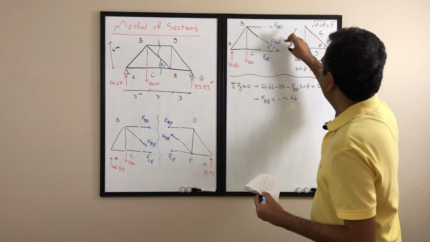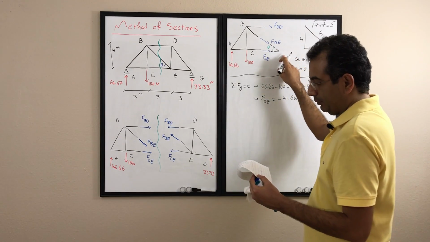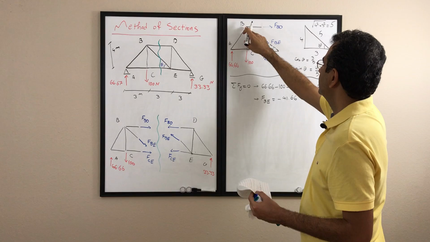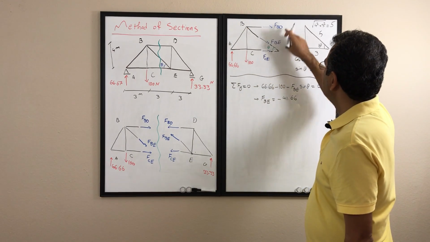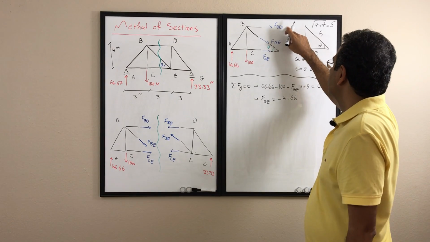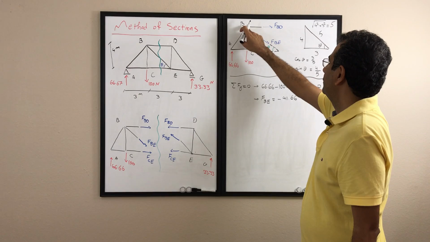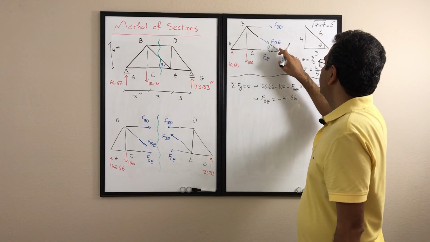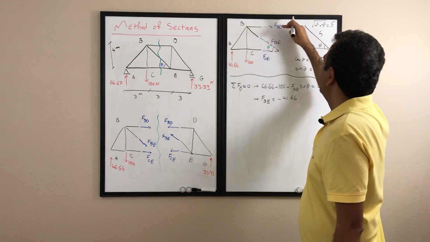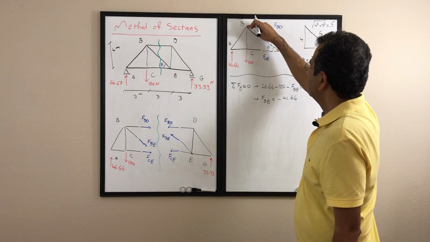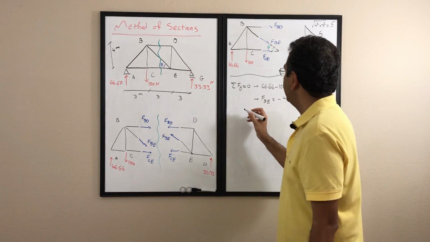Then after I have the FBE, I can go ahead and write the equation sigma M about any point. So probably this one, because if I write the sigma Fx is 0, these two, both of them are unknown in the x direction. It's not going to give me anything. So I would write sigma M about point B. And the reason is that FBE goes through point B, so it doesn't have any moment. FBD goes through point B, so it doesn't have any moment either. So only FCE is going to have the moment.